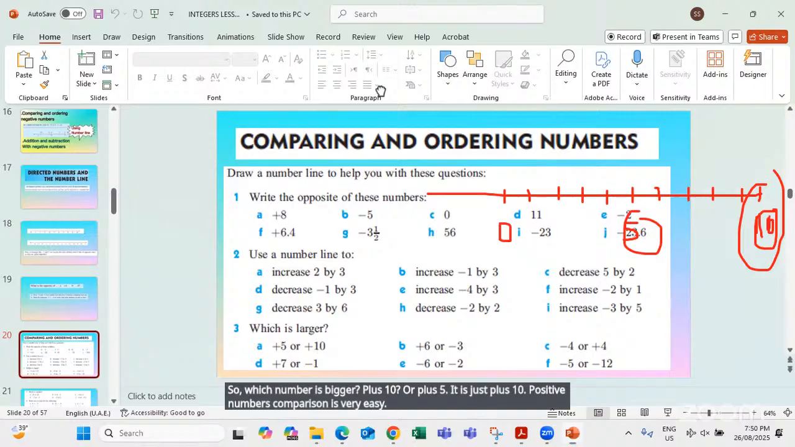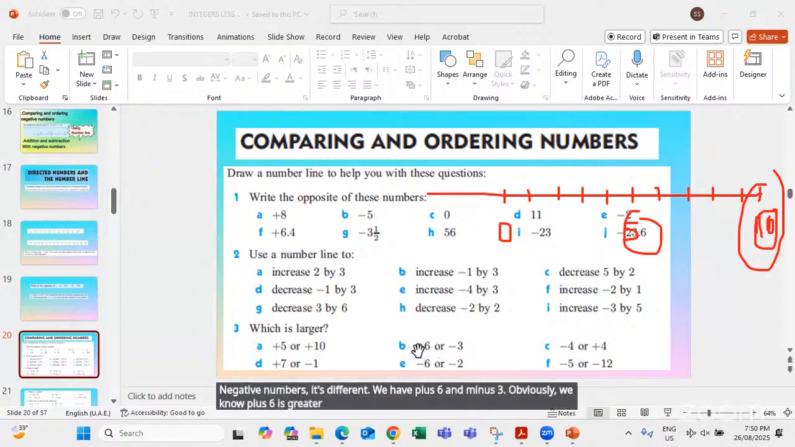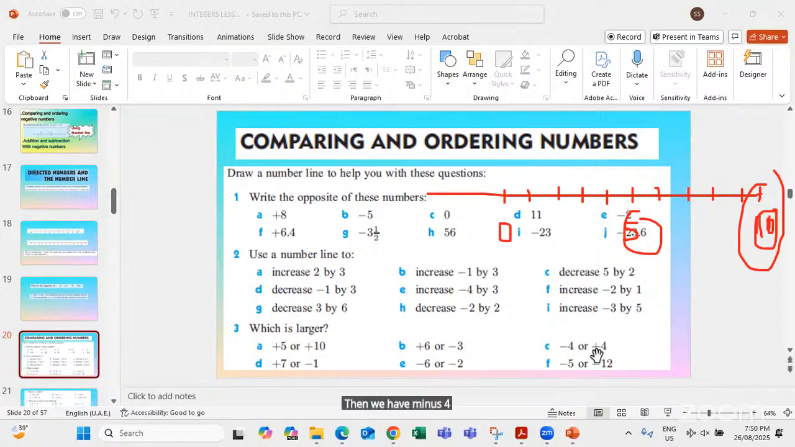Negative numbers, it's different. We have plus 6 and minus 3. Obviously, we know plus 6 is greater because this is a positive number. Positive numbers are always bigger than the negative numbers. Then we have minus 4 and plus 4 again. Plus 4 is a bigger number. The question comes when you have two negative numbers.